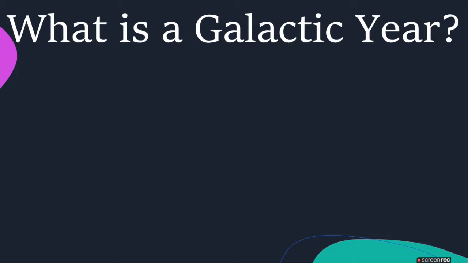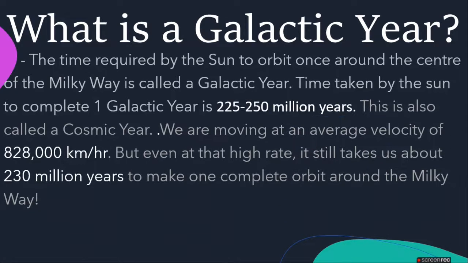What is a galactic year? As we celebrate New Year on the midnight of 31st December and 1st January, in the same way, when our Sun orbits once around the center of the Milky Way, it is called a galactic year. The time taken by the Sun to complete one galactic year is 225 to 250 million years. This is also called a cosmic year.